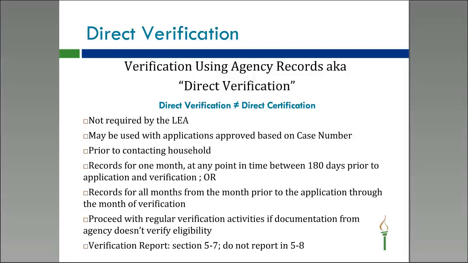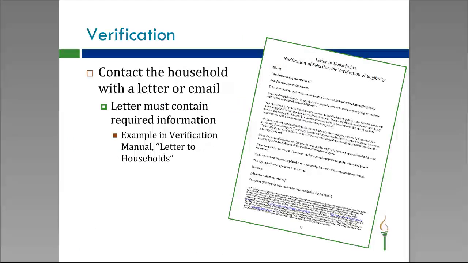And then just keep in mind, direct verification is not the same thing as direct certification. So direct verification is verifying by going directly to that food stamp office or temporary assistance office. If you're verifying the income or not doing direct verification on a case number application, then you will contact the household. And the letter that you will use, you can get an example letter in our verification manual. It lets the family know that they were selected for verification, and it lets them know what documentation is required for them to submit.